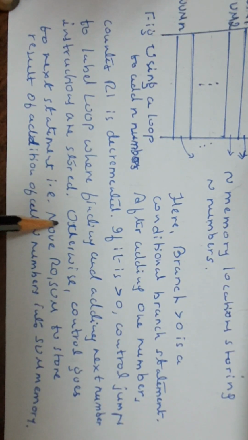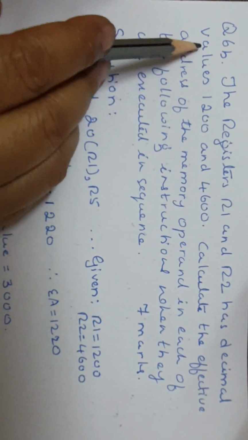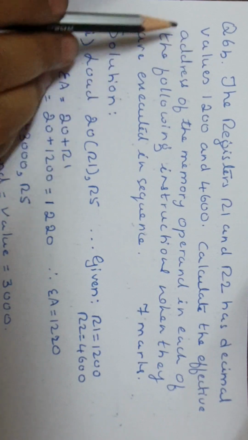Okay, that is the solution of question number 6a, asked for 8 marks. So what was the question? Demonstrate the branching operations using a loop to add n numbers with a block diagram. This is for 8 marks. I hope you understood. Next we shall solve question number 6b.